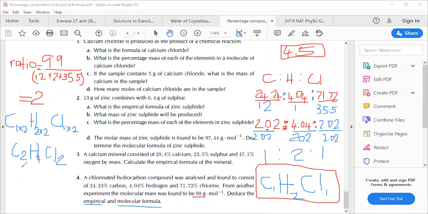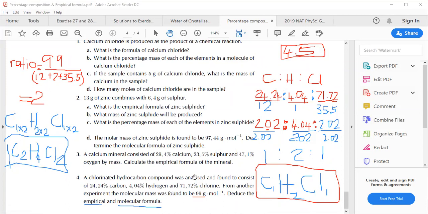So my final answer is C2H4Cl2. That's the actual formula of this molecule. C2H4Cl2. Clear? Right. So this is the simplest ratio, 1 is to 2 is to 1, but the actual formula is 2 is to 4 is to 2.